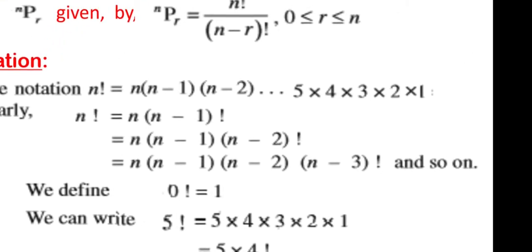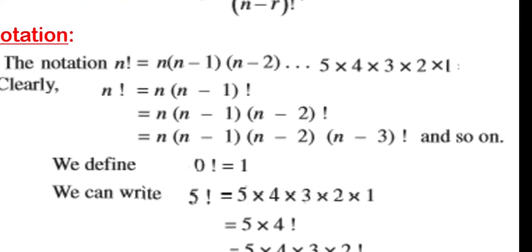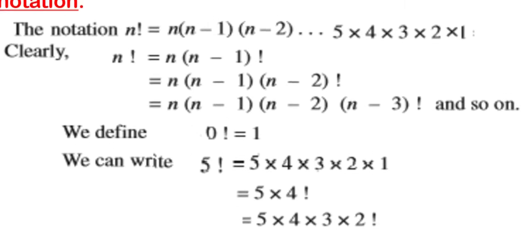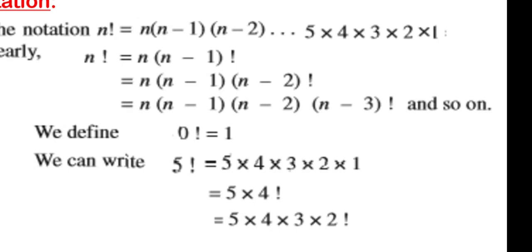So students, you can see that factorial of n can be written as n into n minus 1 factorial, and it can also be written as n into n minus 1 into n minus 2 factorial, also n into n minus 1 into n minus 2 into n minus 3 factorial, and so on. Factorial of 0 will be 1.